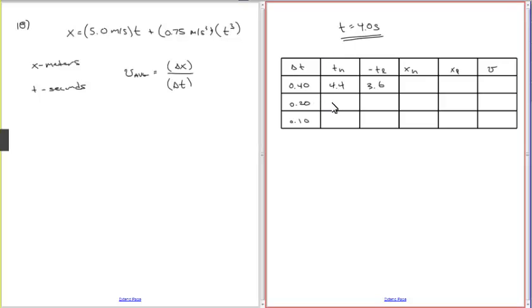And then we go to 0.2 seconds. So we go 4.2 and 3.8 would be our range. And then go from 4.1 and 3.9. So now if we plug these values in for t, then we'll get the corresponding x values.